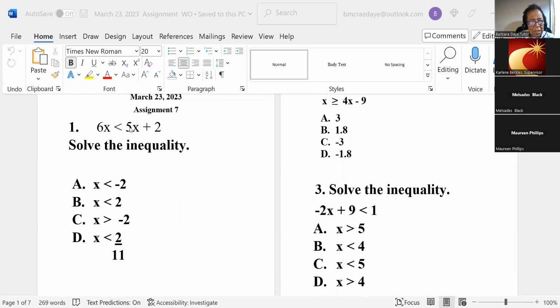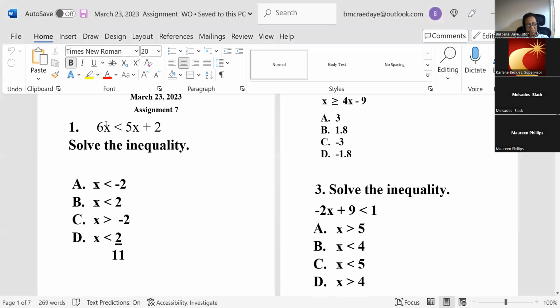So now let's look at number one, read it and then tell me how you would solve it. Take your time. It says solve the inequality. Read the inequality. What does that say? 6x is less than 5x plus 2. Okay. Now, just looking at that, you're solving for the x, right? So what would you do first, Maureen?